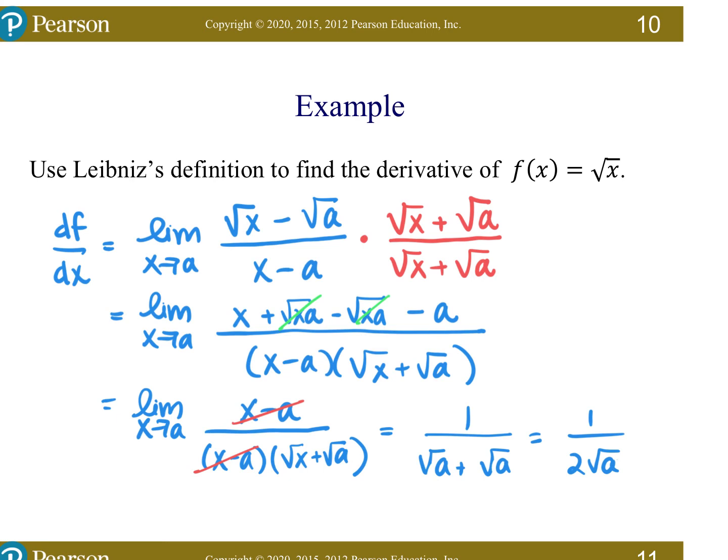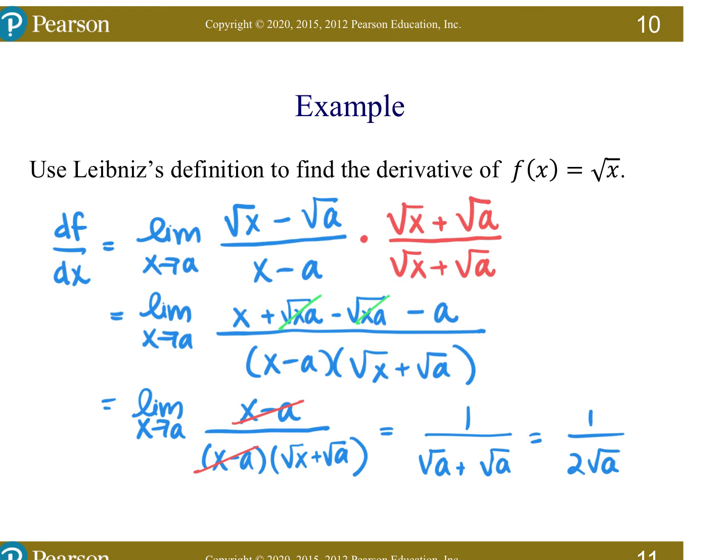Okay, because of it, essentially x and a are getting to be the same value. So again, this is Leibniz's definition. What can we use this to tell us? The slope along what original curve? Rad x. The slope along rad x anywhere. Find 17. Well then, what's the slope there? 1 over 2 rad 17.